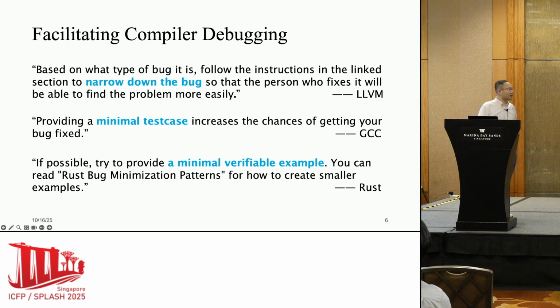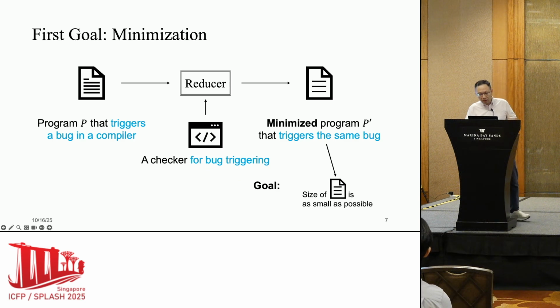Because of this reason, as shown in these slides, developers from LLVM, GCC, Rust, and many other communities encourage users to provide a minimum bug-triggering program after program reduction when reporting bugs. So in this application, the goal of the reducer is to make the output program as small as possible. The reason is that the smaller the program is, the more quickly developers can understand the reason behind these bugs.